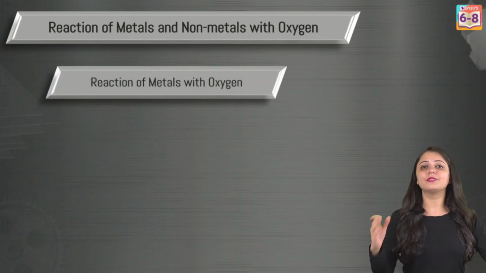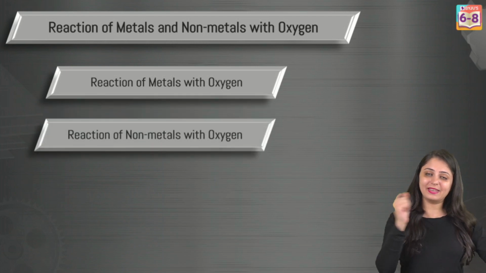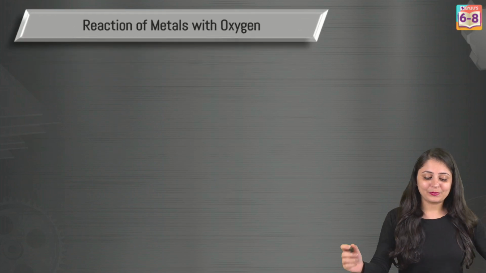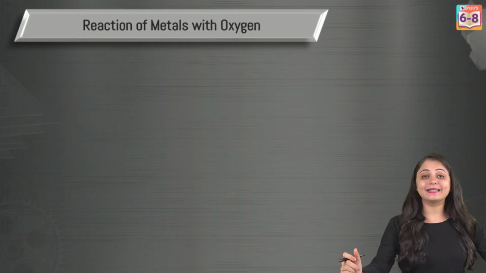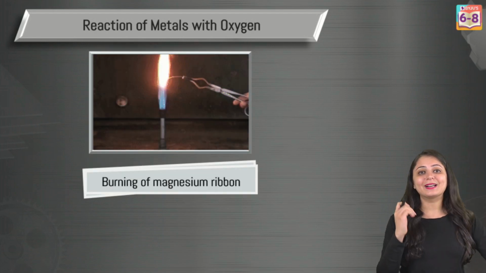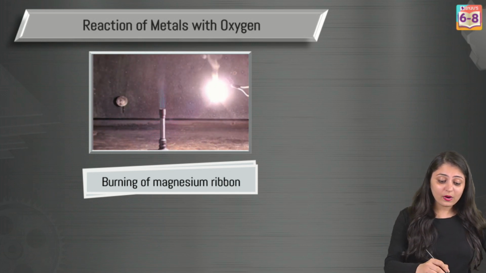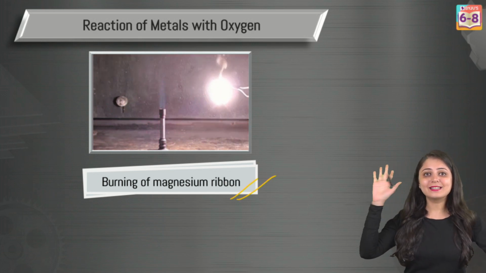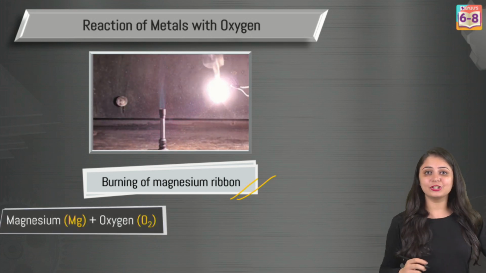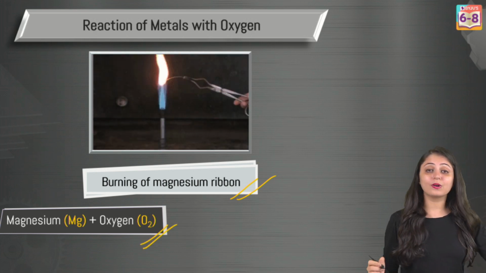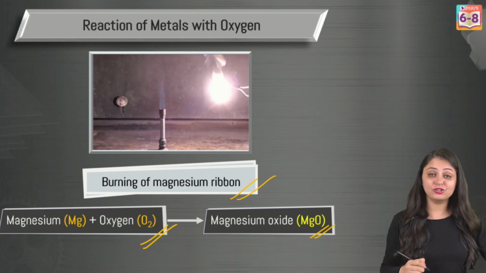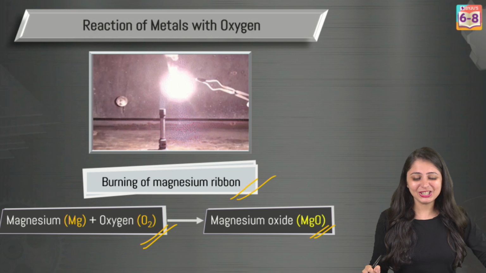Alright, first of all, reaction of metals with oxygen, and then we'll talk about reactions of non-metals with oxygen. So, say suppose we have a metal magnesium with us. I hope all of you are aware of the fact that magnesium is a metal. Now, when magnesium burns in the presence of oxygen, what happens? Have a look over here. A white dazzling flame is there and a white powder is being produced. So in a way we can say that magnesium, that's Mg, burns in the presence of oxygen, that's O2, to form the corresponding oxide, that is magnesium oxide, MgO. So that white powder is MgO.